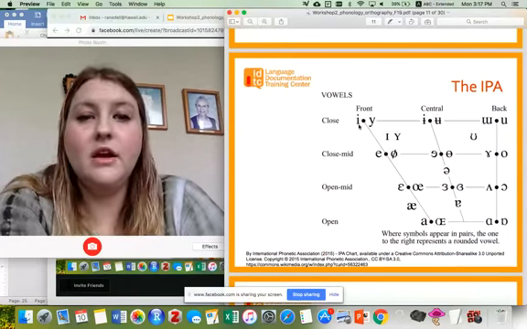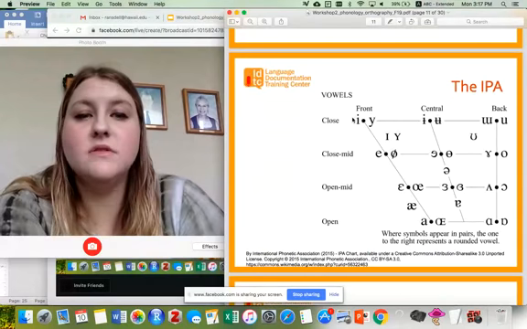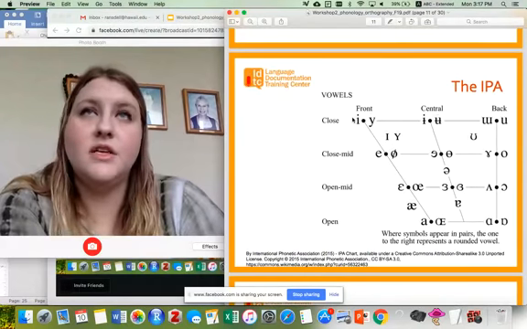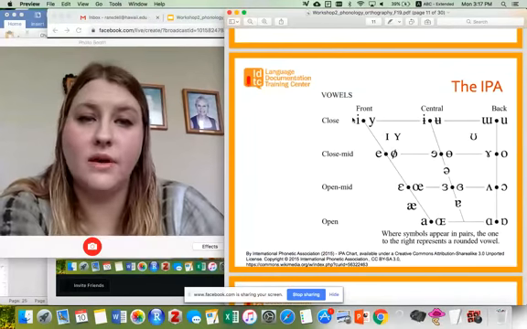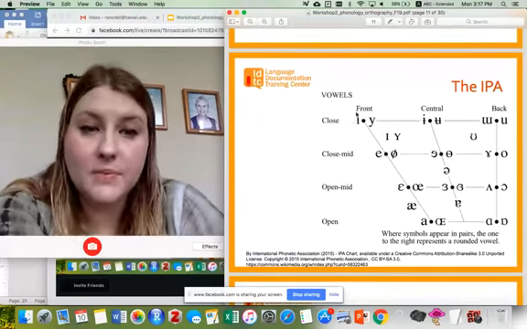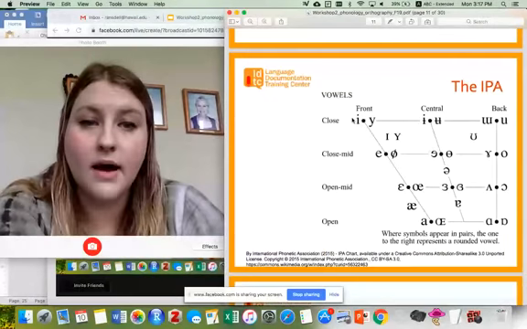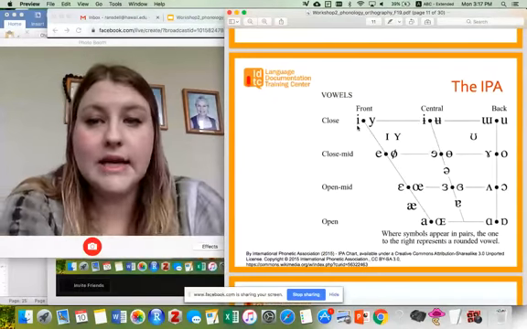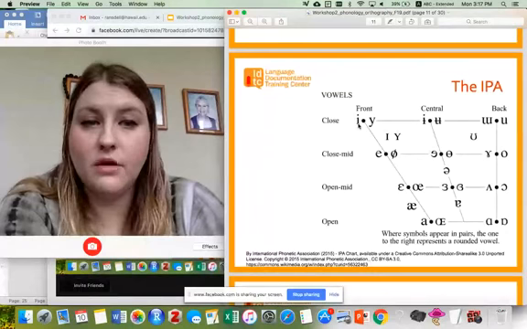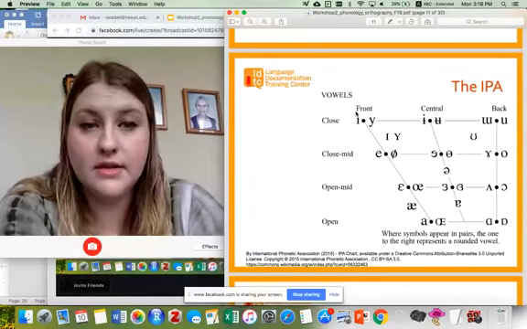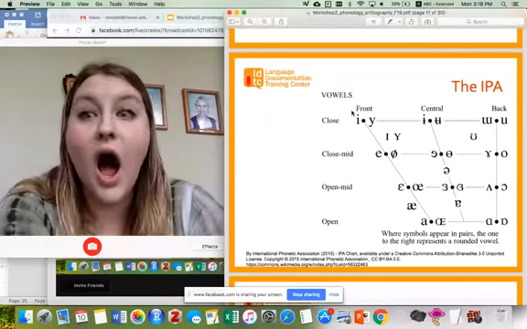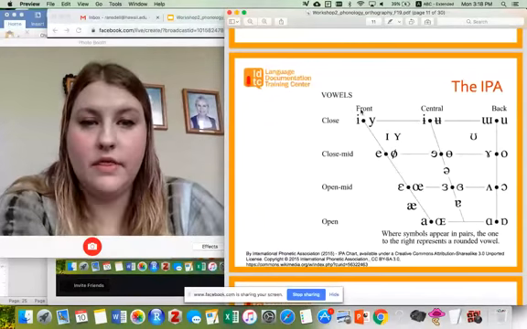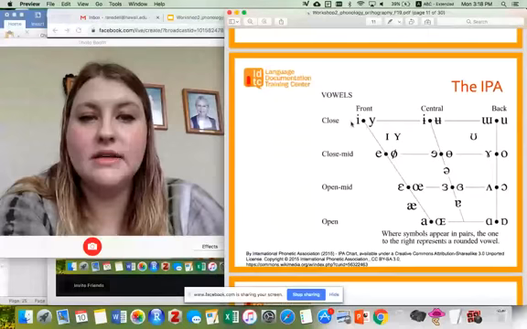And up here with closed front vowels, you have vowels where your tongue is pushed all the way forward in your mouth, and your mouth itself is not opened very wide. So like E is represented by this symbol, by the I. E, your tongue is all the way forward in your mouth. It's pushed up to the front. And your mouth is pretty much closed. It's not open. So this front closed vowel is E.